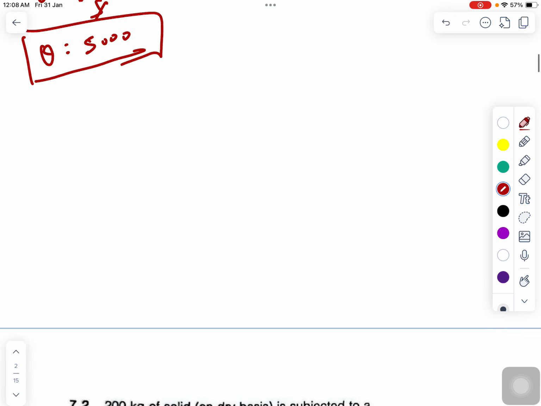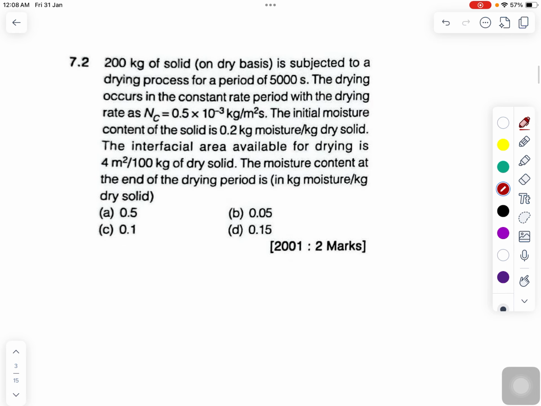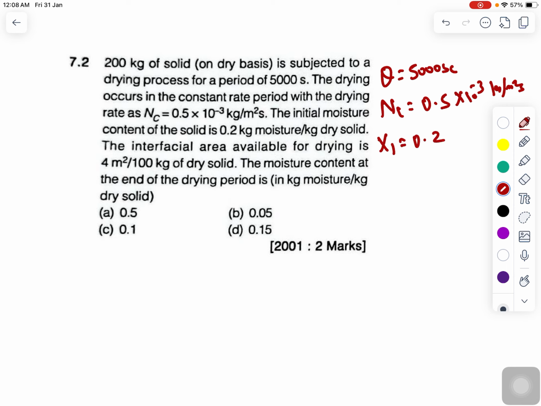Okay, now moving towards the next question. The question says that 200 kg of solid on dry basis is subjected to a drying process for a period of 5 seconds. So theta is given to you, that is 5000 seconds. The drying occurs in the constant rate period, and the drying rate in the constant rate period is given in kg per meter square second. The initial moisture content of the solid is this one, so capital X1 is 0.2.